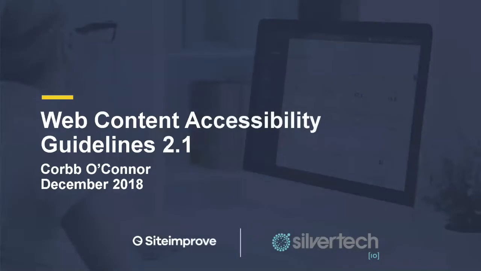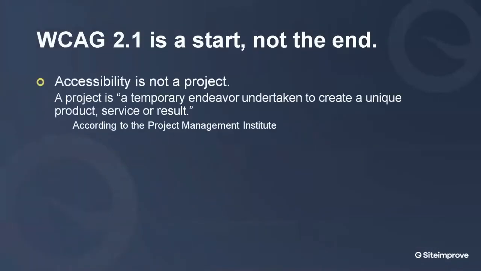But let me start first by talking about how the Web Content Accessibility Guidelines are just a start. When we talk about accessibility, a lot of times we're looking for a very specific standard, and that standard exists. It's an international set of guidelines, but it's really not a project. Many times we say, okay, let's take on this project to make our site accessible. But when we think about it, a project really is a very narrow scope, and a project is a temporary endeavor.